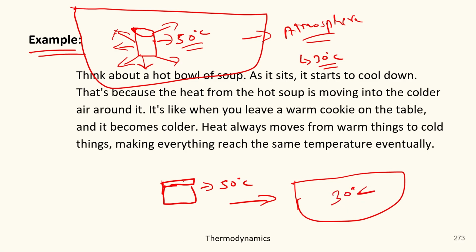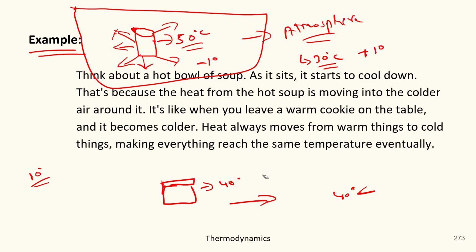Okay. So the soup bottle transferred nearly about 10 degrees to the atmosphere. So here the new temperature will be 40 degrees in this bottle, and here the new temperature will be 40 degrees in the surroundings, because minus 10 plus 10 happening there. In this scenario, both the bowl temperature and the atmosphere temperature get equal. So this transfer of heat will be stopped. Got it? So this is about the first statement of the hot soup.